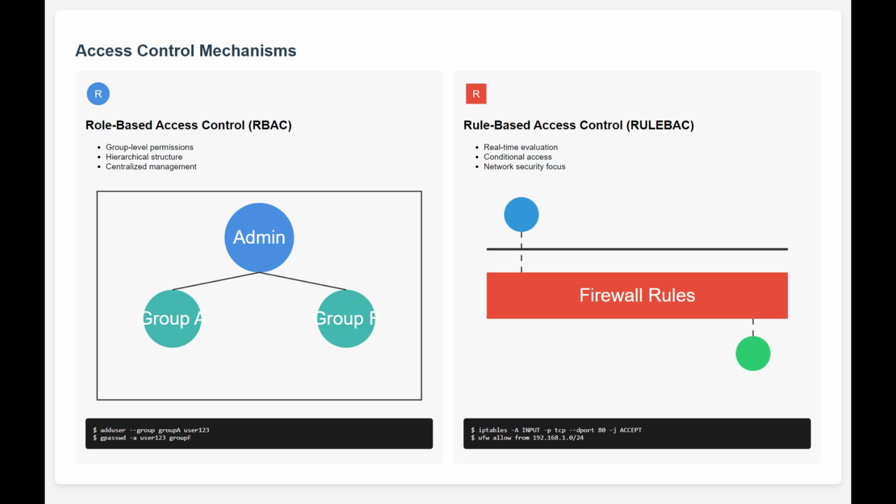In practice, RULEBAC finds its primary application in network security components. For instance, firewalls and packet filtering routers commonly implement this approach to control network access and traffic flow. These components evaluate incoming and outgoing traffic against established rules to determine whether to permit or block specific activities.